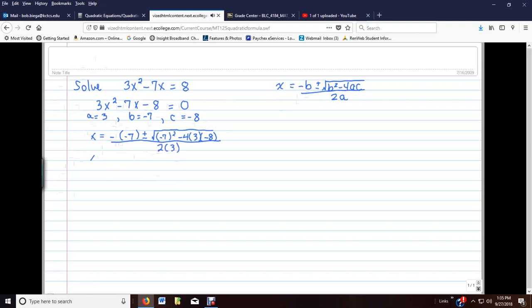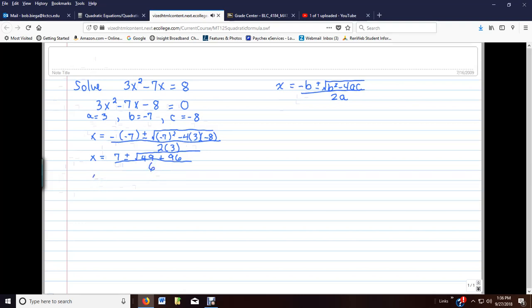Now, let's just break this down. Negative 7 is a positive 7. Negative 7 squared is always a positive 49. Now let's watch our signs very closely. Negative 4 times 3 is negative 12, times negative 8 is positive 96. And then 2 times 3 on the bottom is 6.